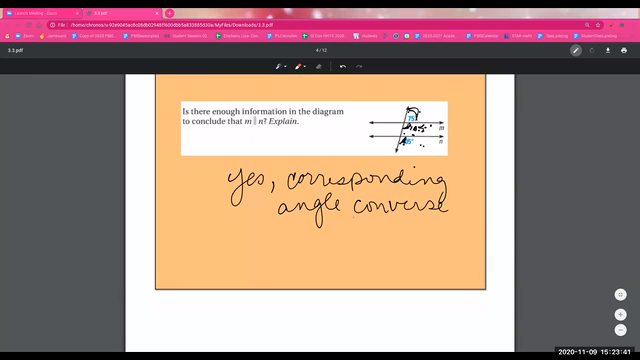And the word converse is always what you use when you're trying to show that lines are parallel. If this was a test, if you didn't put the word converse, you'd get it wrong, because the converse is the postulate that says if the corresponding angles are congruent, then the lines are parallel.